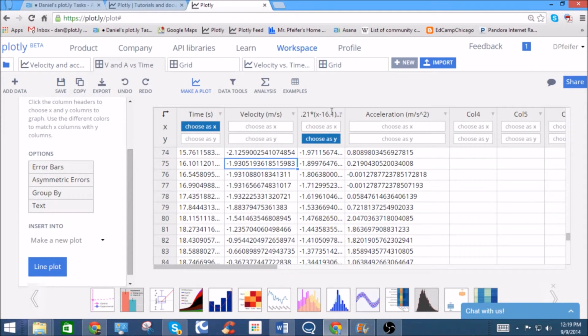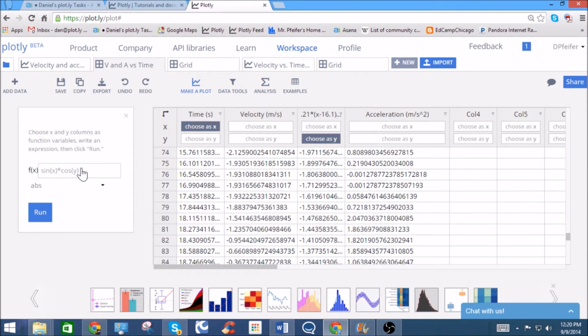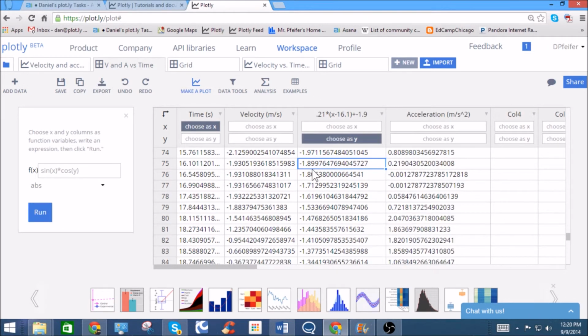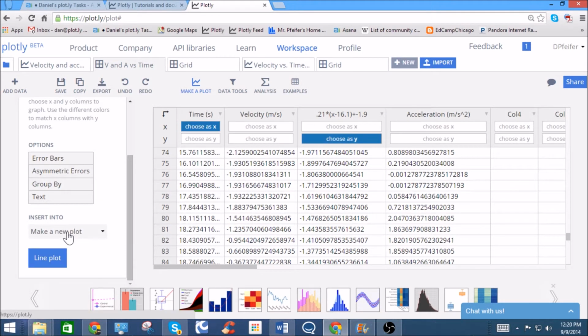I then created a column by using Data Tools, Formula X, and I entered the equation 0.21 times (x minus 16.1) plus negative 1.9. After that column was created, I added it to my plot by selecting, instead of Make a New Plot tab, the velocity versus time tangent line graph that I had made.